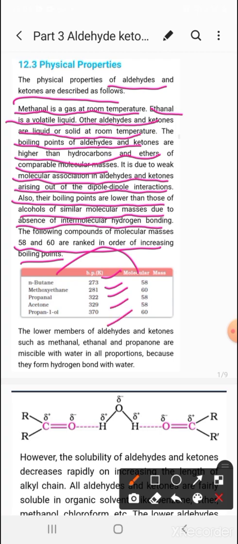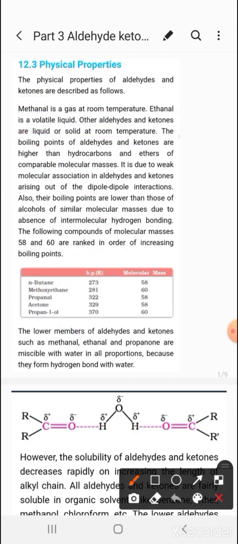So एसीटोन और प्रोपेनॉल को देखें तो 322, 329 है और थोड़ा सा हायर है यहाँ पे, एंड ब्यूटेन का 273 और मिथॉक्सीथेन का 281 है, स्लाइटली हायर, बट अल्कोहल से कंपेयर करें तो लो है बिकॉज देर इज एब्सेंस ऑफ इंटरमोलिकुलर हाइड्रोजन बॉन्डिंग. Now the lower members of aldehyde and ketones such as methanal, ethanal and propanone are miscible with water in all proportions because they form hydrogen bond with water.